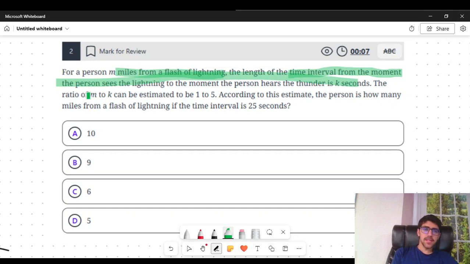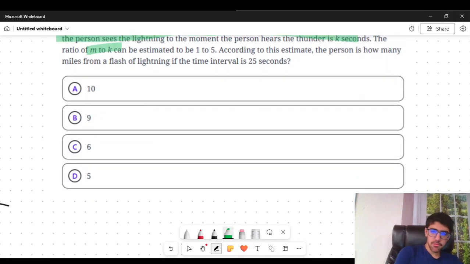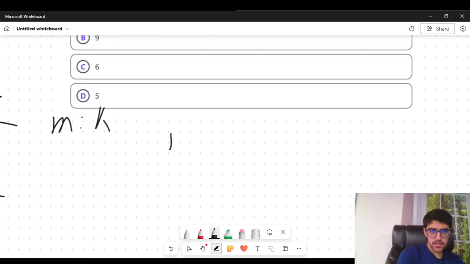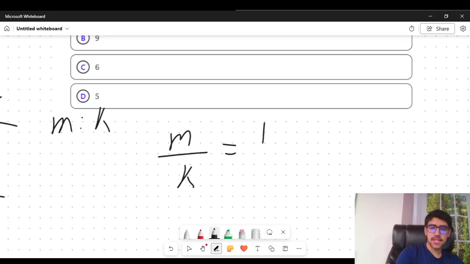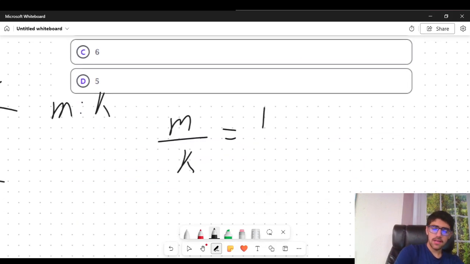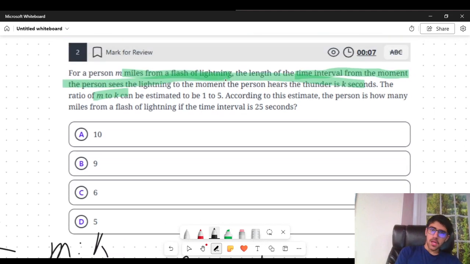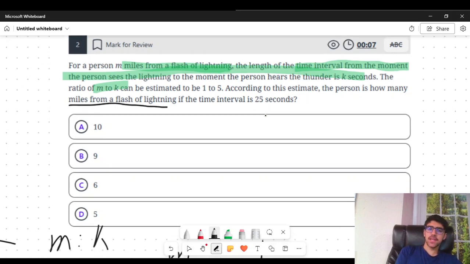So the ratio of m to k, so m divided by k. If it's a ratio, it always helps to put it into decimals, because we're eventually going to be solving for something. So it says 1 to 5, in a fraction, so it's equal to 1 over 5. According to this estimate, the person is how many miles from a flash of lightning? So we're going to solve for m if the time interval, k, is 25 seconds.